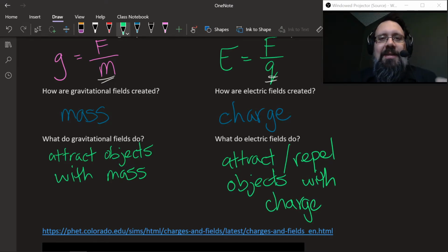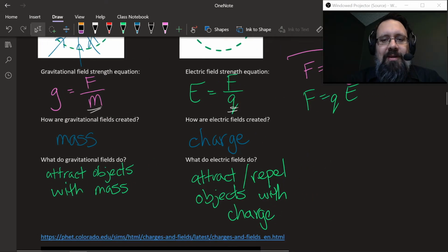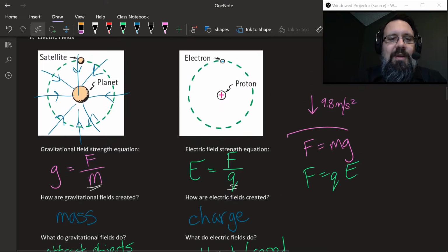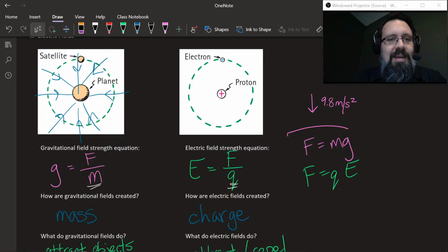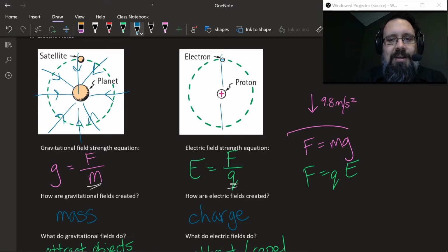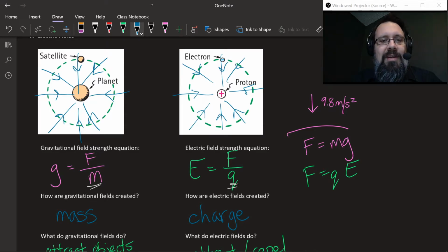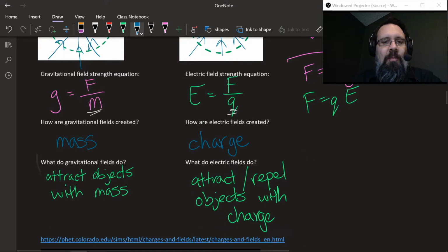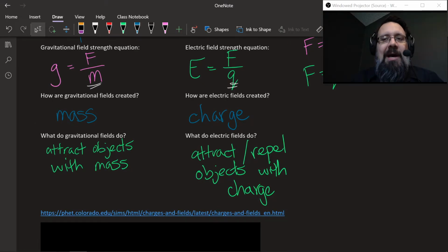So you can see how they're very similar to each other. The planet is creating a gravitational field which attracts the moon or the satellite towards it. Similarly, the proton creates an electric field which attracts the electron towards it. And that's what's keeping the electron in orbit around the atom: the nucleus attracts the electron. So you have a very similar setup. It's almost exactly the same. So just think about electricity as you would gravity.